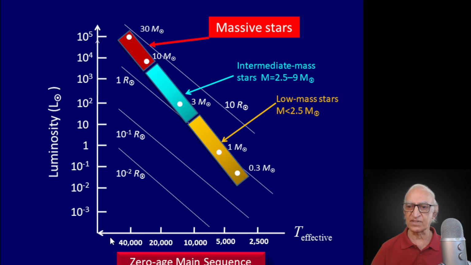This is the Hertzsprung-Russell diagram, which I have shown many times. The luminosity of the star increases vertically along the y-axis, and the surface temperature of the star increases as we go from right to left on the horizontal axis. This band of stars is the zero-age main sequence of stars. In the previous two lectures, we considered the evolution of low-mass stars as well as the intermediate mass stars. Today we shall focus on the massive stars.